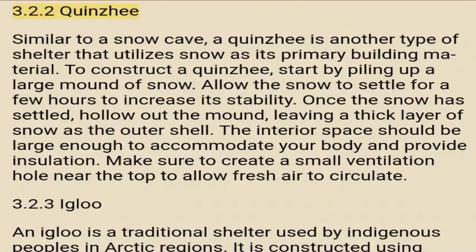3.2.2 Quincy. Similar to a snow cave, a quincy is another type of shelter that utilizes snow as its primary building material. To construct a quincy, start by piling up a large mound of snow. Allow the snow to settle for a few hours to increase its stability. Once the snow has settled, hollow out the mound, leaving a thick layer of snow as the outer shell. The interior space should be large enough to accommodate your body and provide insulation. Make sure to create a small ventilation hole near the top to allow fresh air to circulate.